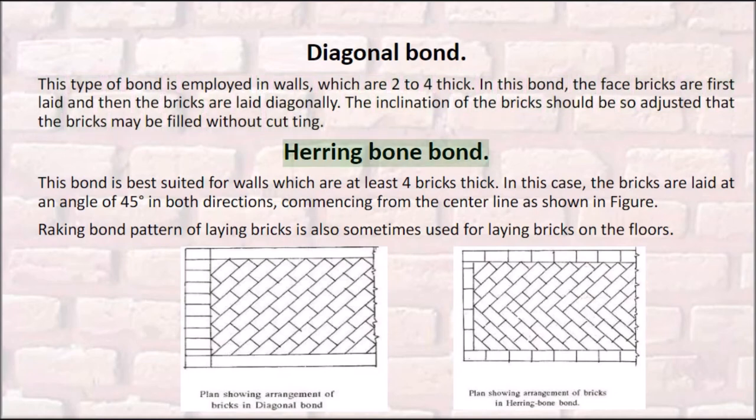Herringbone bond. This bond is best suited for walls which are at least 4 bricks thick. In this case, the bricks are laid at an angle of 45 degrees in both directions, commencing from the center line as shown in figure. Raking bond pattern of laying bricks is also sometimes used for laying bricks on floors.